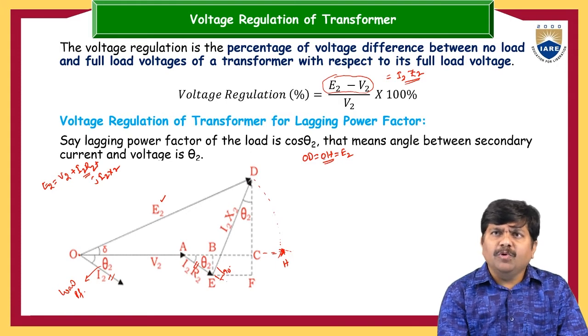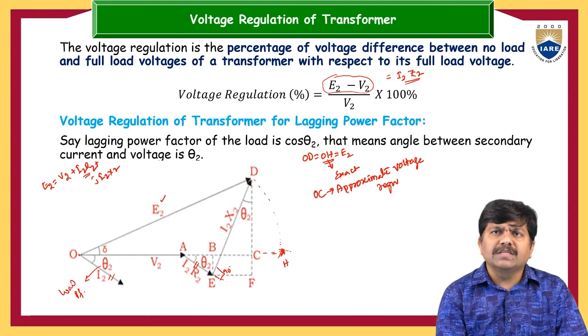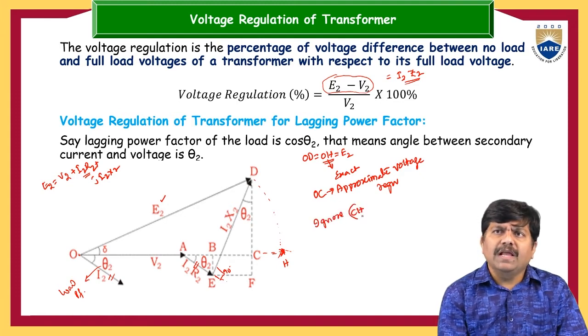And again, we do not always require the exact voltage regulation. If you want to calculate the exact voltage regulation, you have to take the vector up to OH. So OH is used for exact voltage regulation. But in this presentation, instead of taking O to H, I am taking O to C, for approximate voltage regulation. This is enough, and almost all things are calculated based on OC only. So for approximate voltage regulation, you can take OC. We can ignore C to H. This value we can ignore.